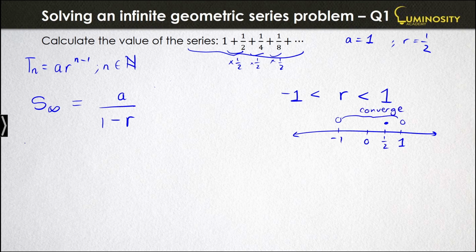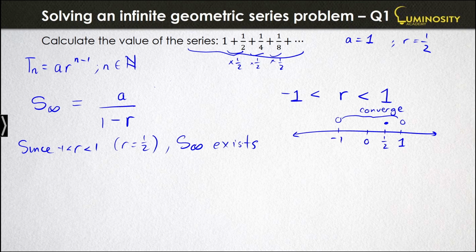So you can say, since r is between negative 1 and 1, r is a half, the s to infinity exists, because that means that your r value, your constant ratio, will make this infinite series converge.